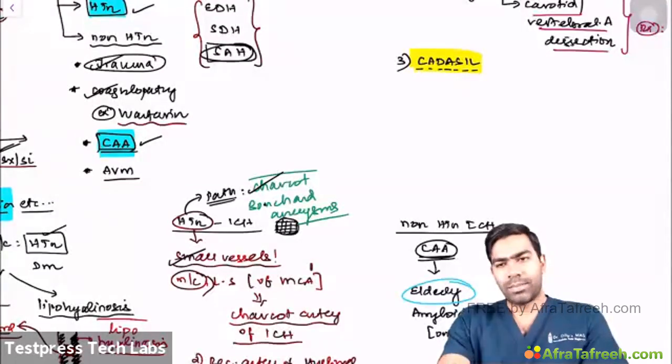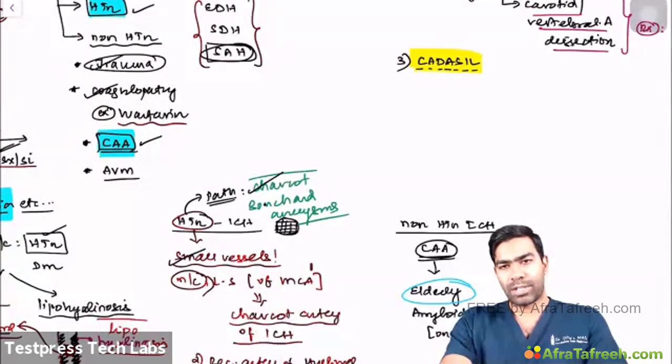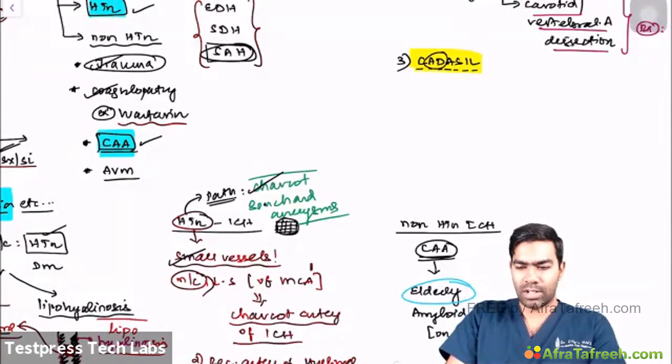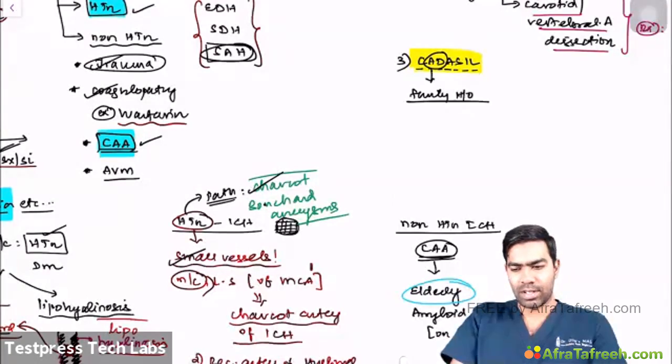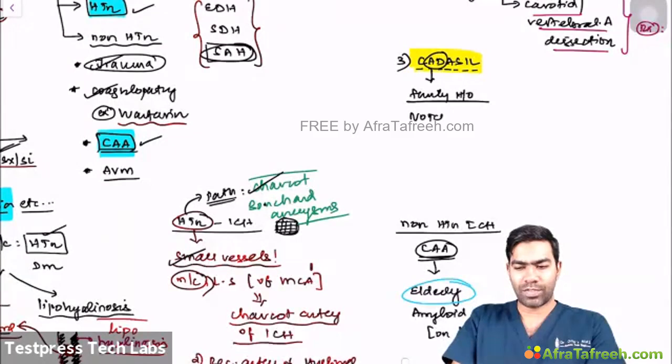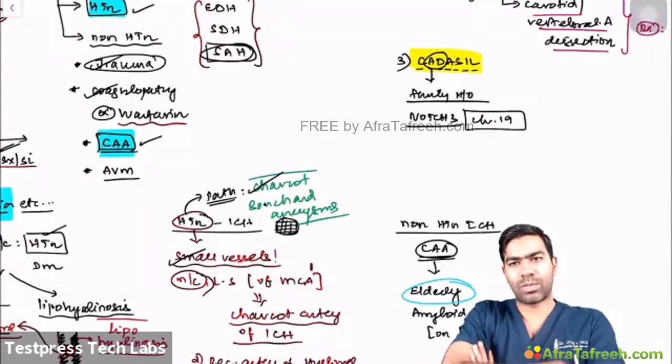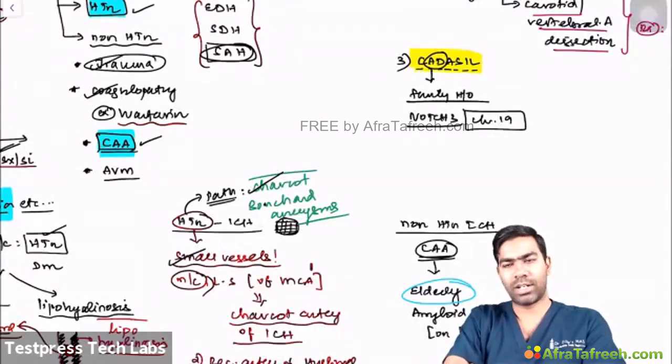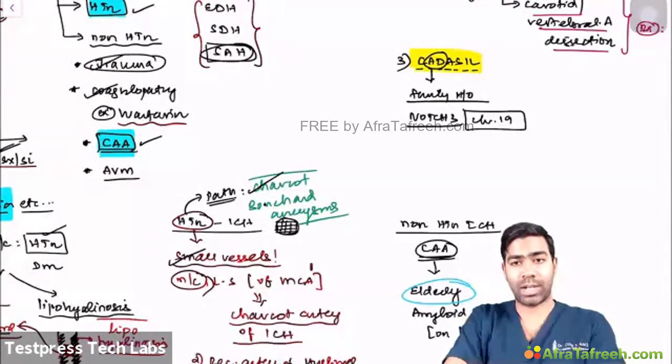CADASIL has some peculiar ways of presentation. For example, it is an autosomal dominant disease, we know that. As the name suggests, it is going to have an extremely strong family history. It is a disease with high penetrance as well, so definitely there will be a strong family history. Apart from that, it is due to mutations of a gene called the NOTCH3 gene, which is present in chromosome number 19. I don't know why this question was asked. Once upon a time, it was asked in the JIPMER exam, I think in 2018 or 19. It's due to mutations of the NOTCH3 gene present in chromosome number 19.